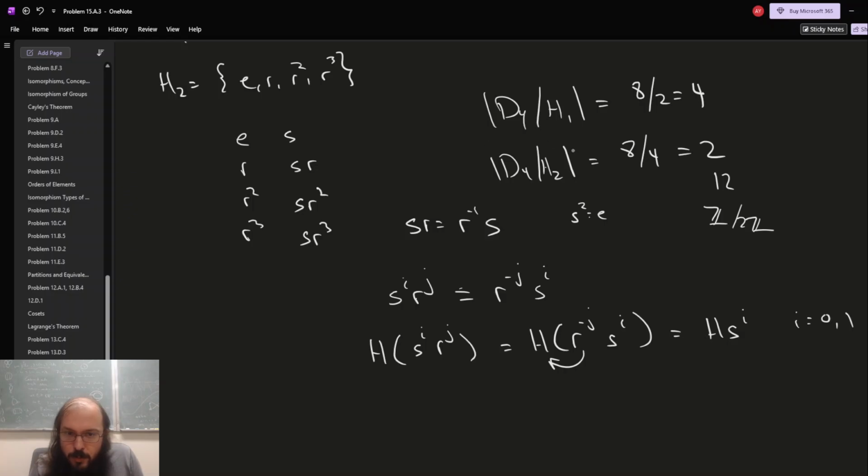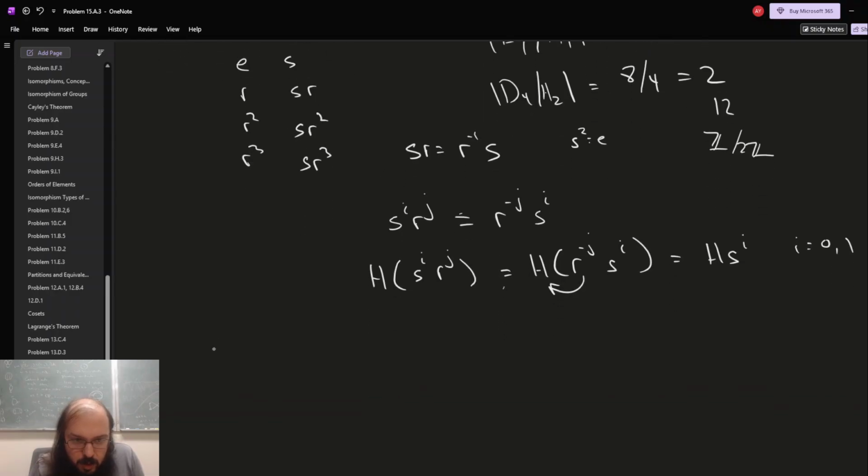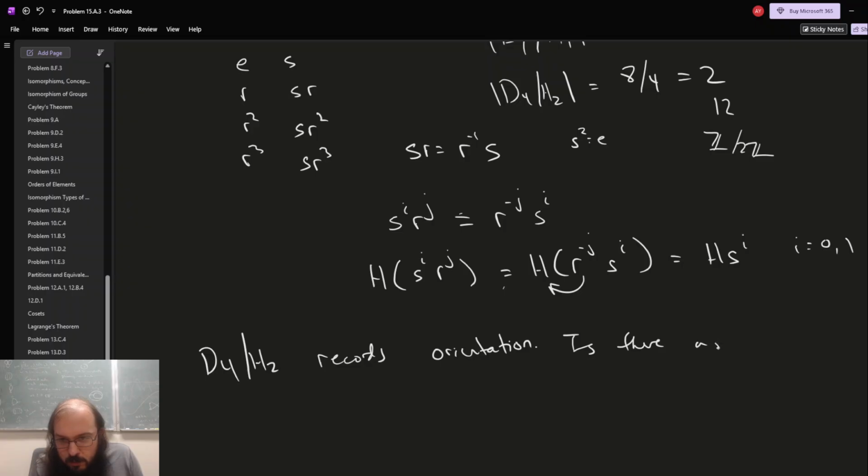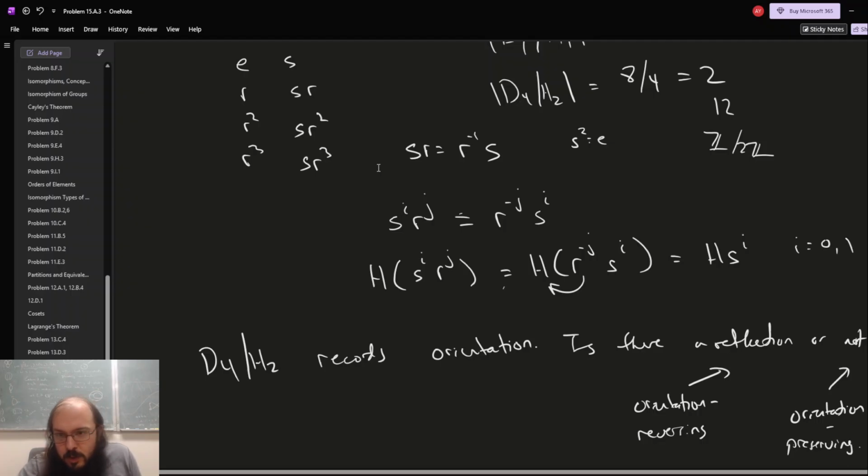The quotient group that we're looking at here simply records, maybe we should write this down, D4 mod H2 records orientation. In other words, is there a reflection or not? If there's a reflection, we call that orientation reversing. And if not, we call it orientation preserving. Okay, so that one's pretty easy.